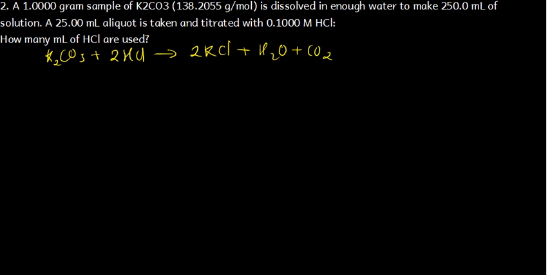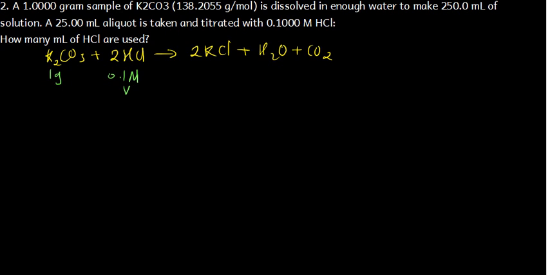Okay. Now there's only one reaction, and we've been given the mass of potassium carbonate as 1 gram. Then for the hydrochloric acid, what have we been given? 25 milliliters of this solution is taken and titrated. We've only been given the concentration as 0.1 molar. Now I want to find the volume.